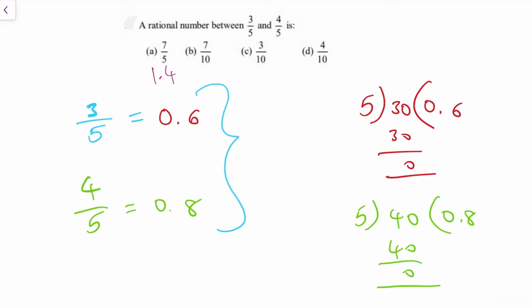Next, 7 by 10 is 0.7, 3 by 10 is 0.3, 4 by 10 is 0.4. Now all the options as well as the numbers given in the question are in decimal form only. So from these we need to confirm which decimal lies between 0.6 and 0.8. Definitely that is 0.7. So option B is the correct option.